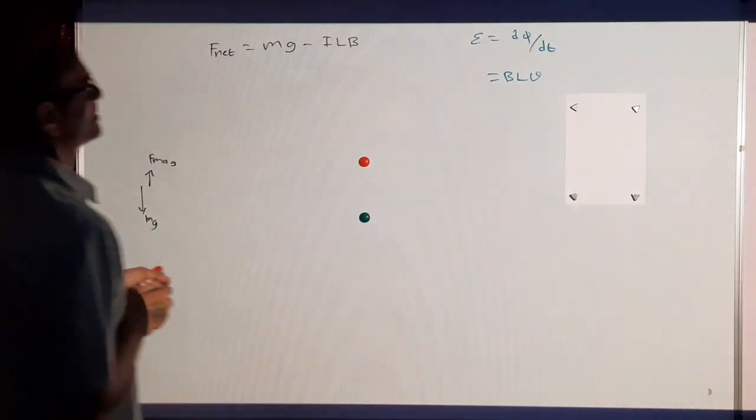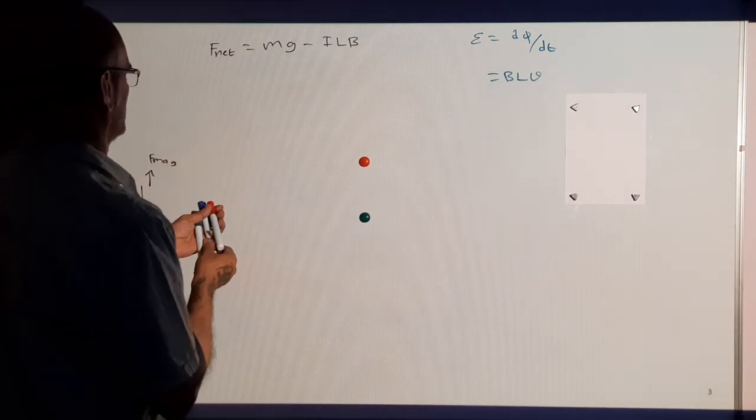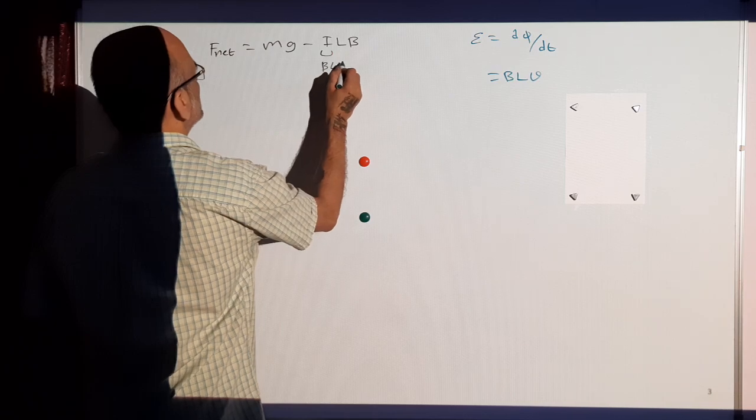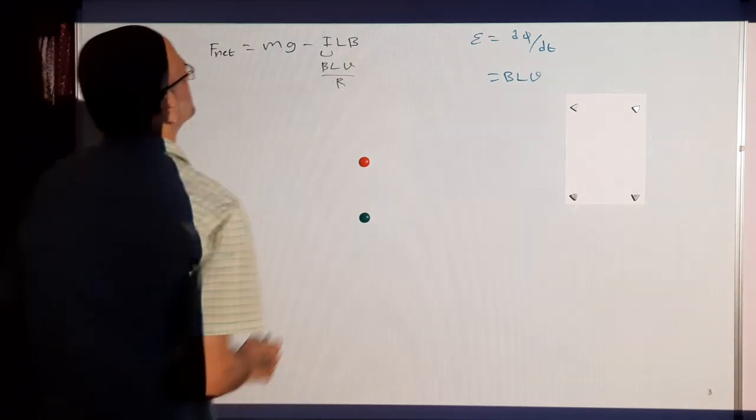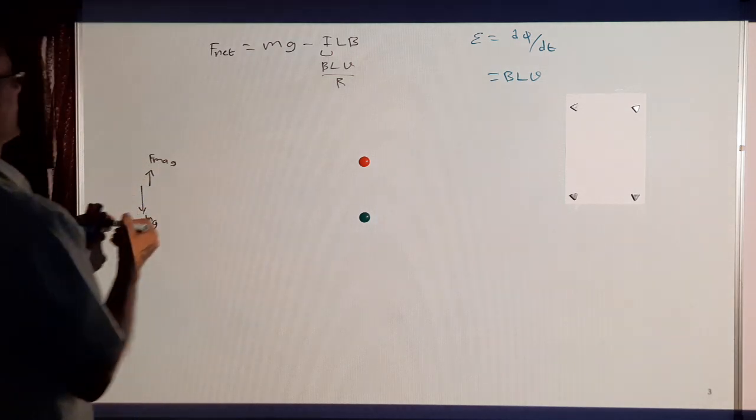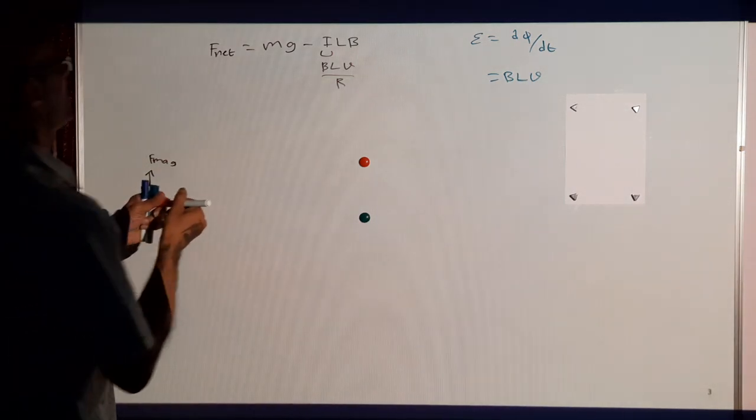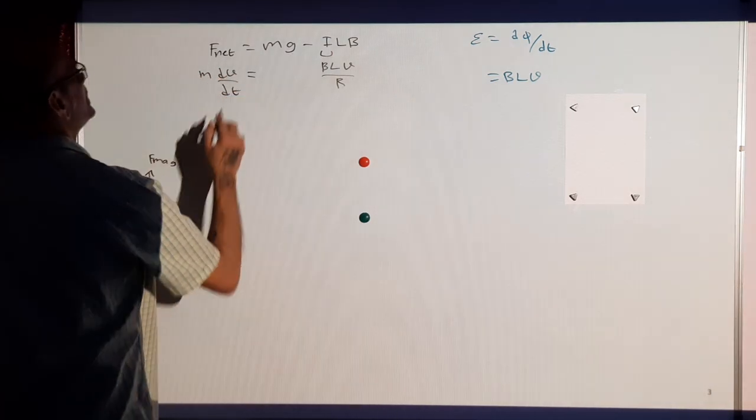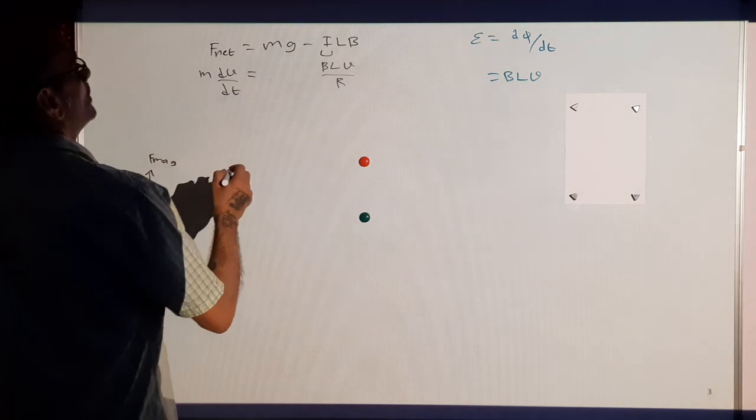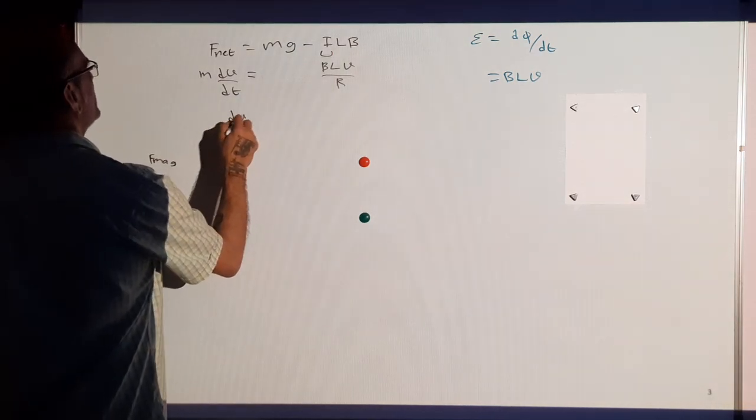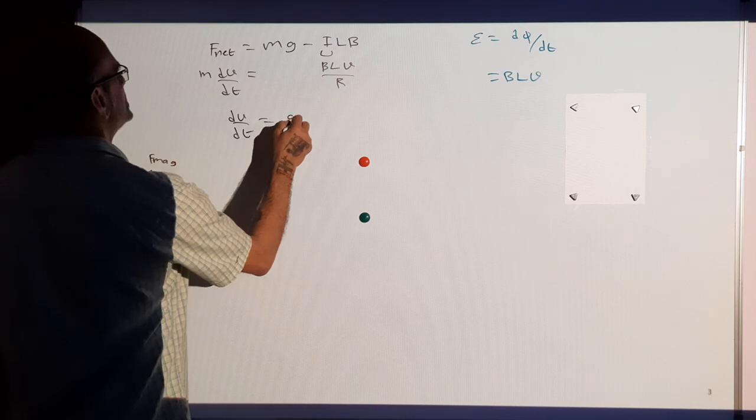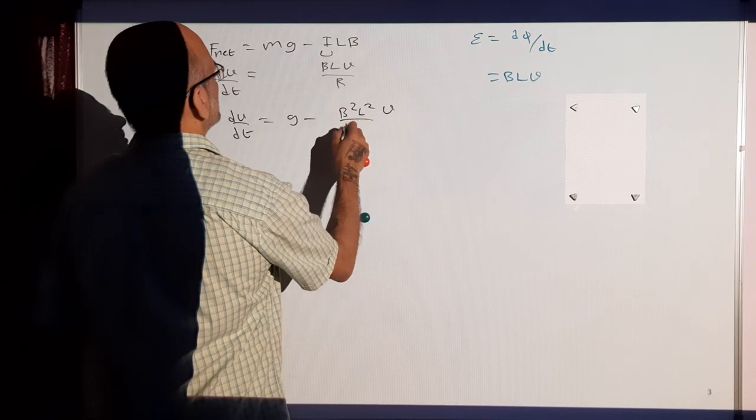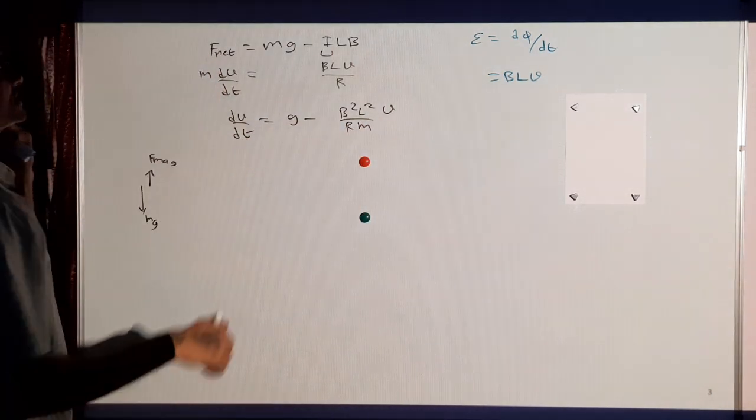And the current is induced EMF by R. So I is this induced EMF, BLV by R. Now the BL is here. And the net force is mass into acceleration, so m into dV by dt. So this will become dV by dt equal to g minus B square L square V by RM. M is getting divided throughout.